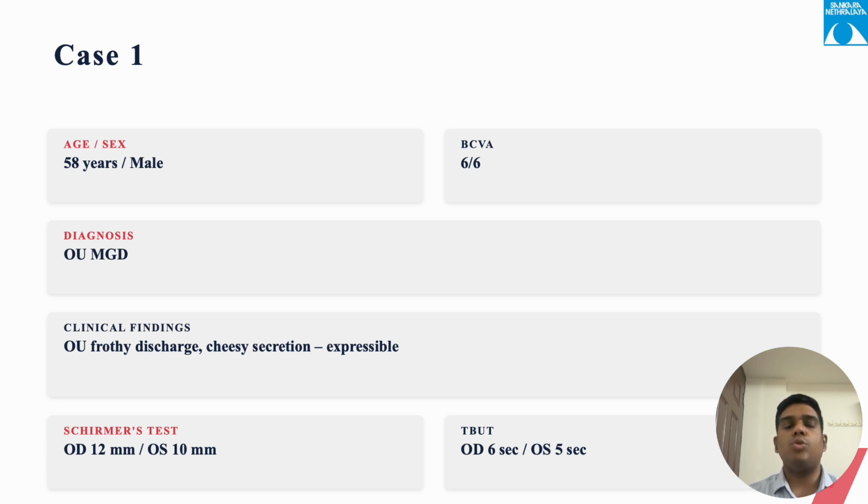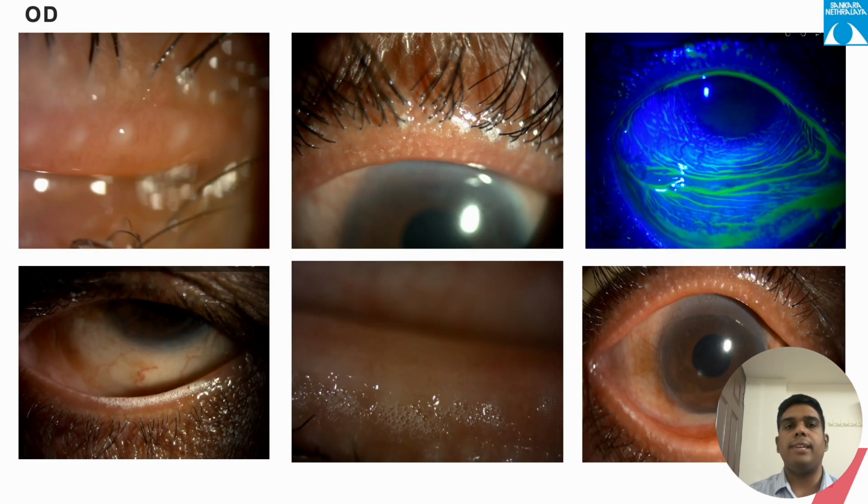The Schirmer's was 12 in the right eye and 10 in the left eye, and the tear breakup time around 6 and 5 seconds, respectively. So on slit lamp examination, there is evidence of meibomian gland dysfunction with a frothy tear film and thick cheesy secretions. The meibomian glands remain expressible with thick secretion.